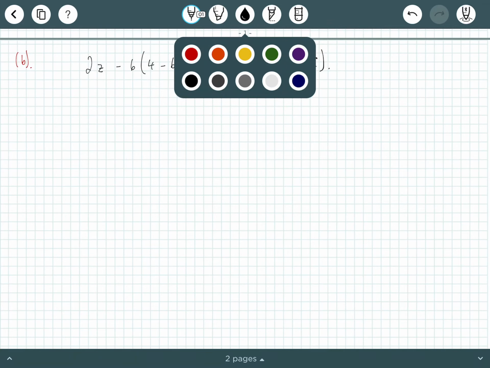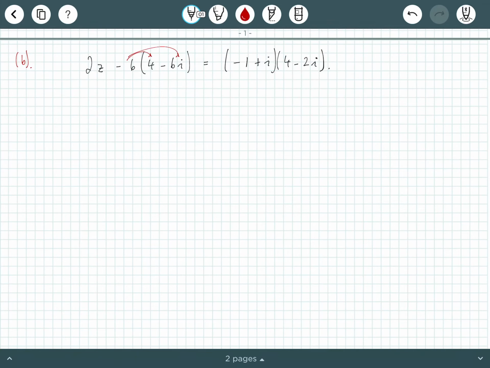Alright, so let's multiply out this side first. So I'm going to have 2z is equal to minus 24, sorry lads, my apologies, minus 24 plus 36i. Now multiply this out. We've got minus 1 times 4, which is minus 4. Minus 1 times minus 2i is plus 2i. i times 4 is plus 4i. And i times minus 2i is minus 2i squared.